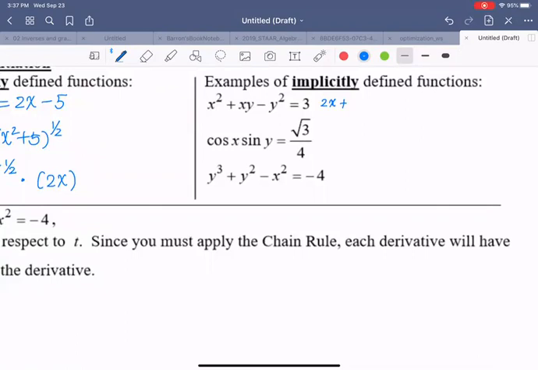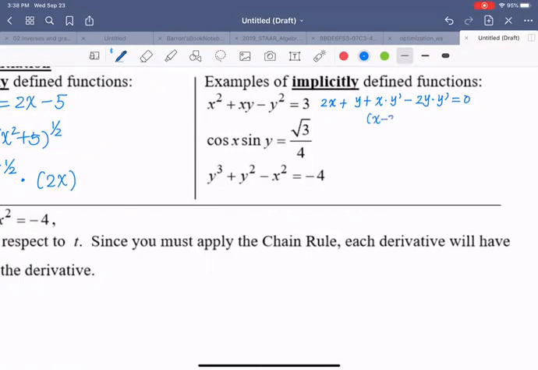1 times y plus x times dy over dx. Yeah, you can also write down y prime, okay? Minus y squared derivative is how much? 2y times y prime? Yes, and equals 0, okay? That makes sense? Yes. Then we can solve this y prime.